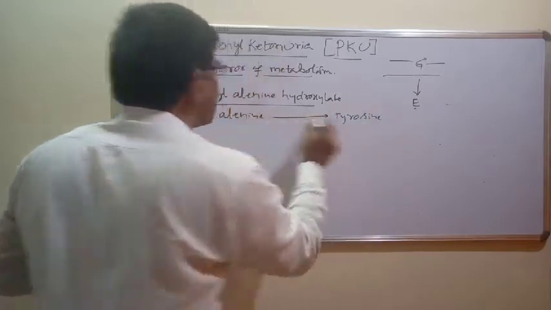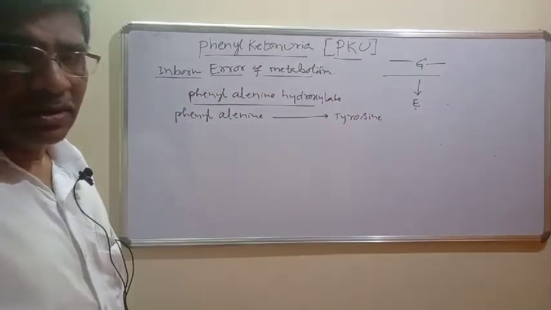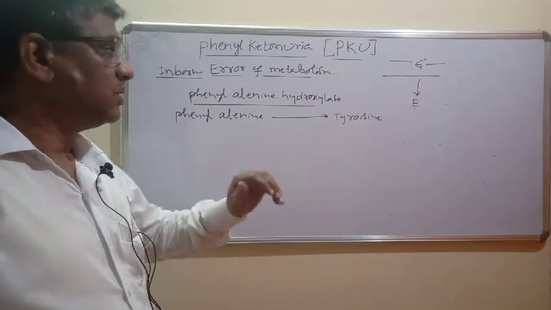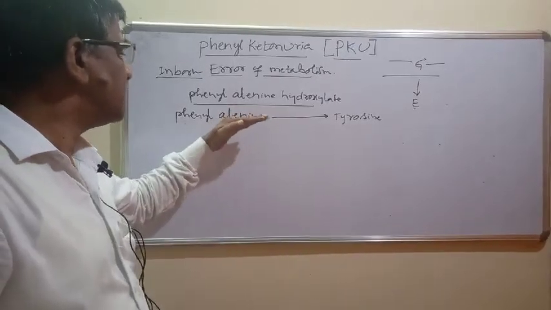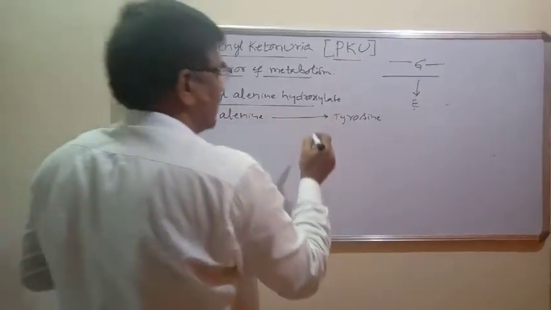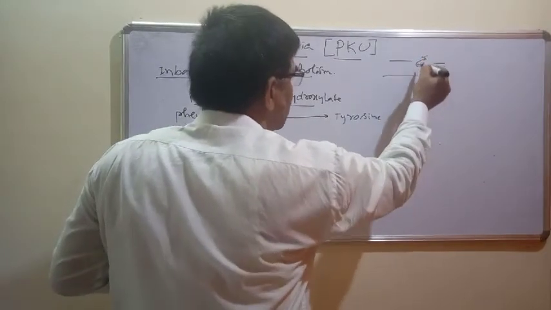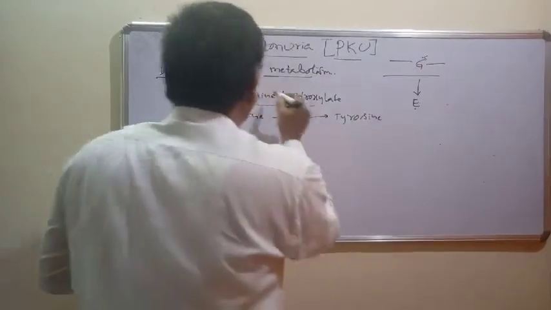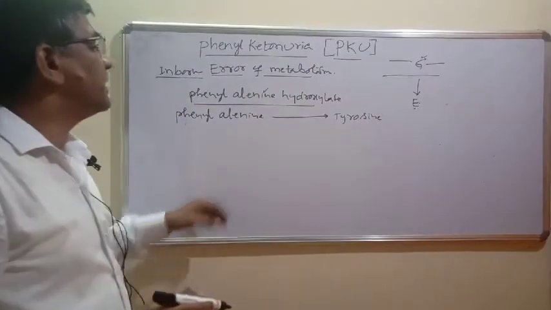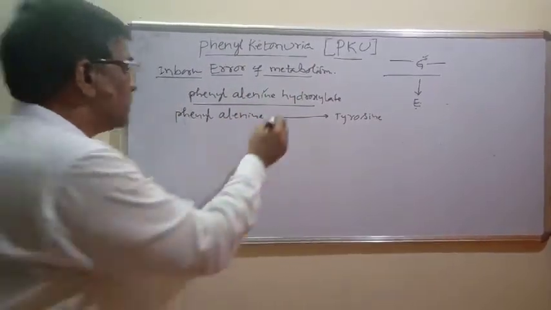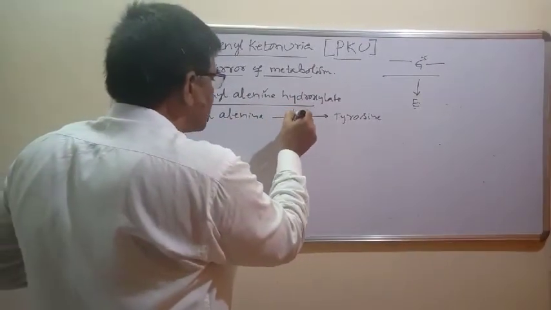This conversion should take place. It has to be carried out. In every normal person this conversion takes place, because in a normal person the normal dominant gene is present. This dominant gene produces the enzyme, so the phenylalanine hydroxylase enzyme is produced. This enzyme is responsible for this conversion.